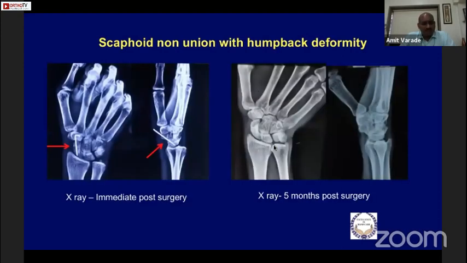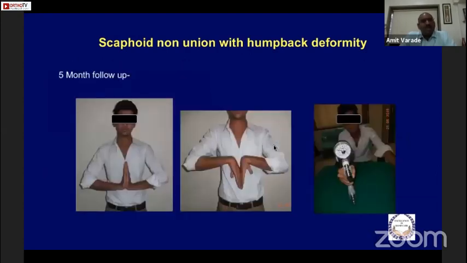In this method, we did the Fitz-Fernandez method and put a wedge-shaped bone graft. This is the immediate post-surgery X-ray. We can see the bone graft at the non-union site, and in the same patient after 5 months, it got united nicely after removing the K-wires. He had also achieved fairly good range of movement at the wrist joint.